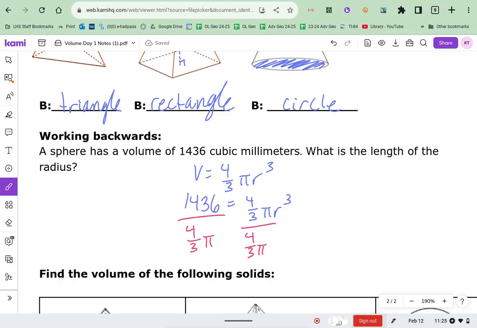Can we also do the 1,436 divided by, and then do 4 divided by 3 times pi in the parentheses, or do we have to make it into the fraction in our calculator? Oh, are you saying like this? I mean, there's too many parentheses. Yeah, you can do that. That would be the same as if you did. Okay, that's what I was wondering. I didn't remember how to make the fraction of the fraction.